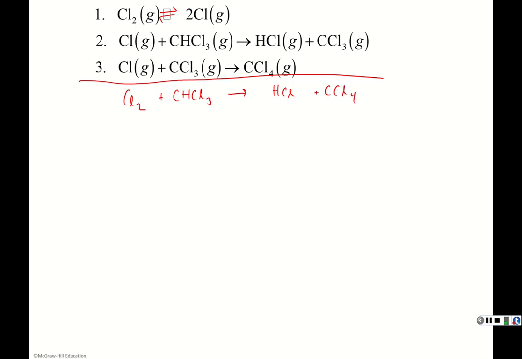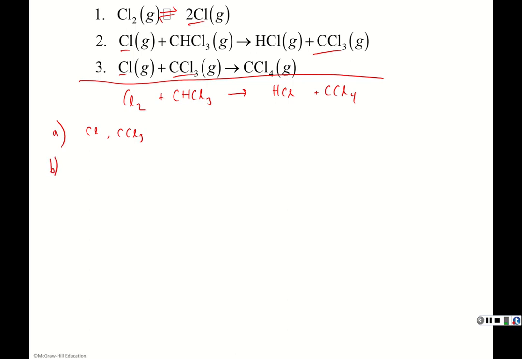So what are our intermediates? Well, intermediates are going to be those things that are on both sides of the arrow that cancel each other out. Things like Cl and CCl3. They don't show up in the overall reaction. They're only intermediates in these steps. So Cl and CCl3 would be our intermediates.